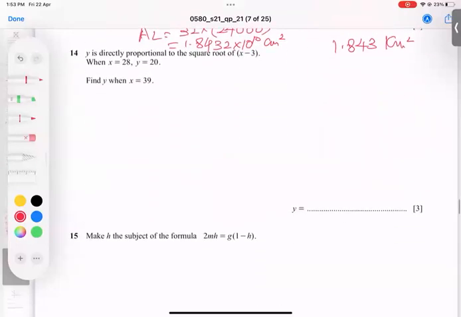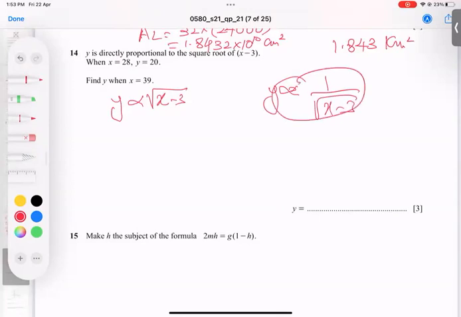Okay. Y is directly proportional to the square root of x minus 3. So this is the way of writing it. If the word inversely comes, then the whole story will turn to be this.